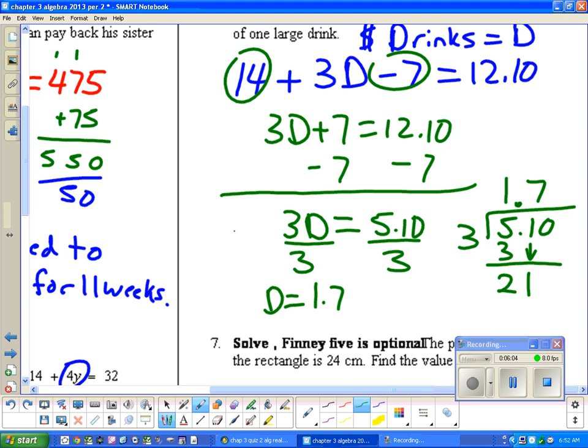And then to answer our question, we're going to put in what 1.7 means in dollars. So drinks cost $1.70. You also do need to do a check on this. You can do that for homework.